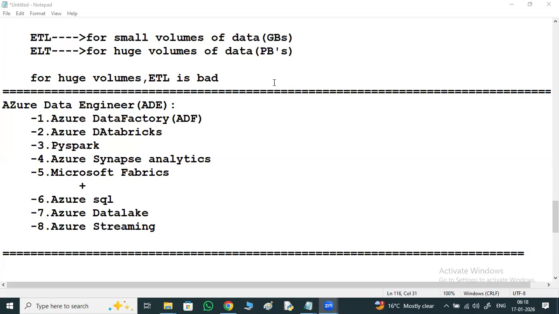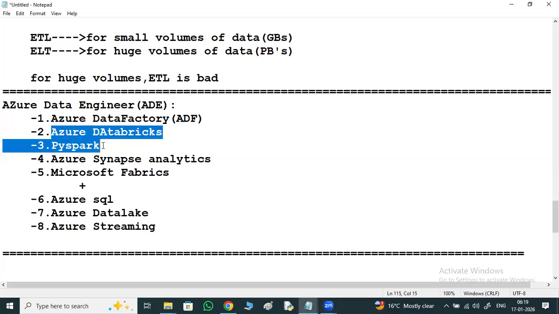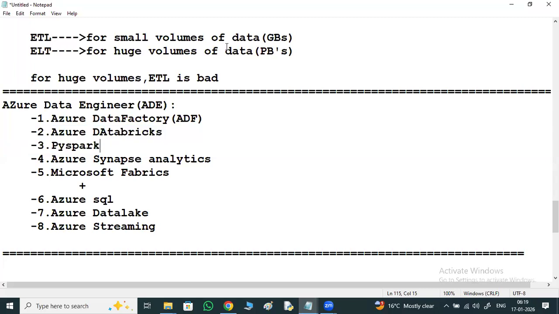In general, they'll be asking more questions on Azure Databricks and PySpark. These are the main things, right? Azure Databricks and PySpark. Got it, sir. Okay, fine.